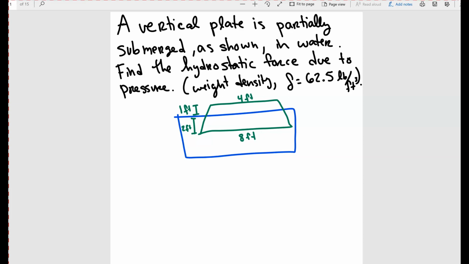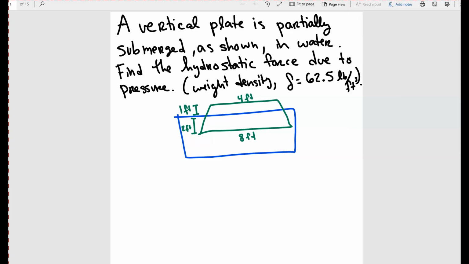So here's another problem. We have a vertical plate that is partially submerged in water, as shown. Find the hydrostatic force due to pressure. We are given the weight density delta equal to 62.5 pounds per feet cubed. The first thing to note is that this entire plate is not completely in the water.